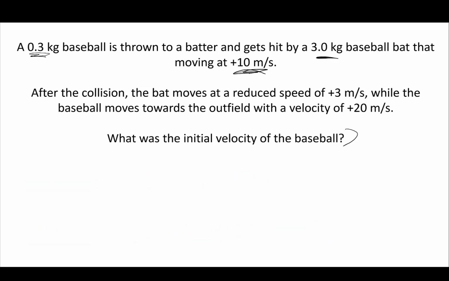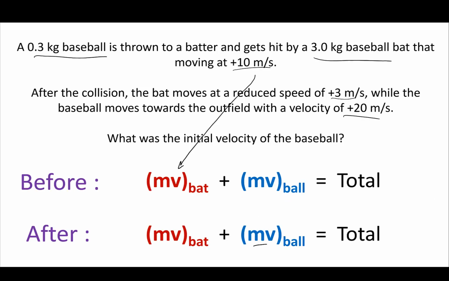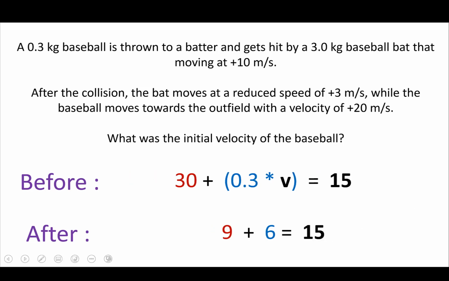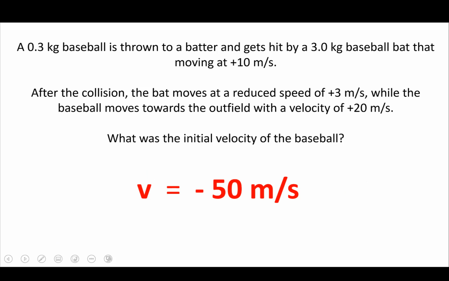What we did was we set up this formula right here. We had all the information except for the initial velocity of the ball, so we just plugged it all in. We figured out the total momentum from this after formula, plugged that up here, and then we had everything we need to solve for the velocity of the ball. That was what we did. Example number 4, second to last.